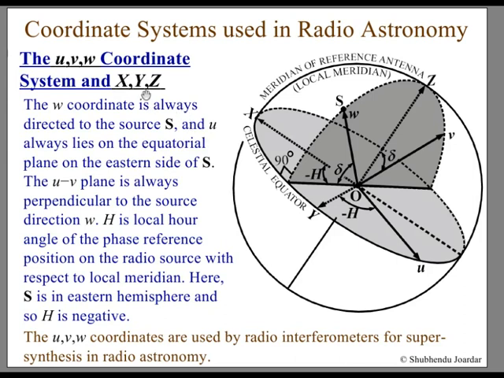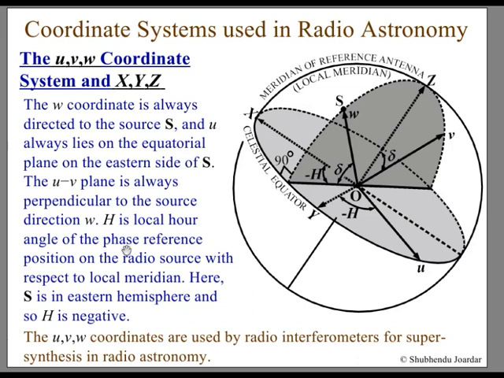Now if you relate it with the XYZ system, so this is your source. As I said, the W axis will be pointing to this one, and this you can see is our angle. This is the celestial equator and meridian of the reference antenna. Now the W coordinate is always directed to south S, and U always lies on the equatorial plane. So this U coordinate will always lie on the equatorial plane. We are not putting it, but it actually happens. When you get the data, you will see that this will always be in the equatorial plane.